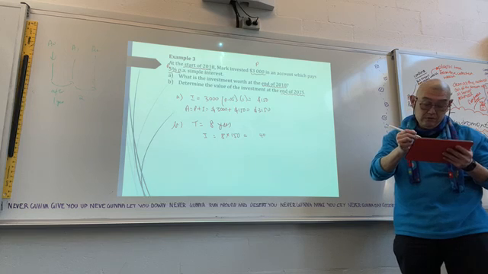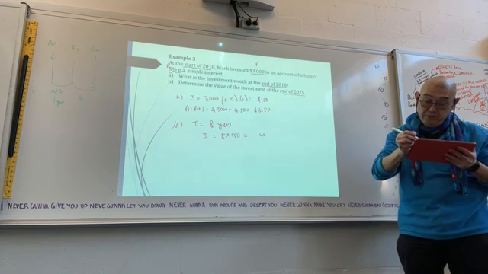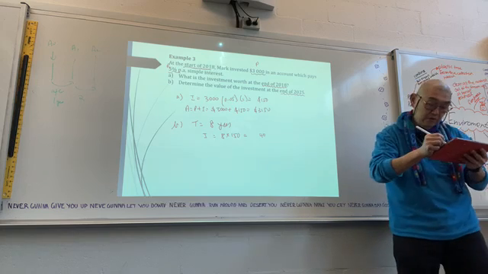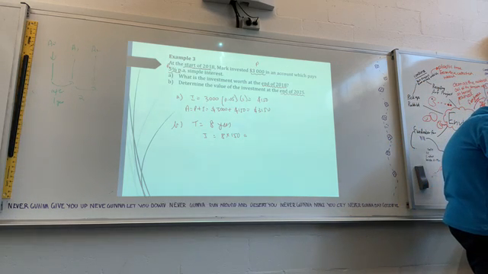Hang on. 8 times 150 is 1200. Oops. What am I doing? It should be 1200. 1200. Therefore, A equals 4200.